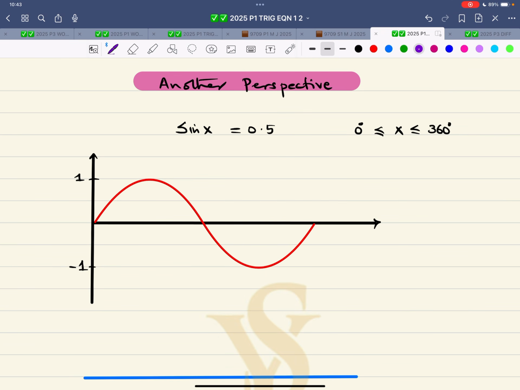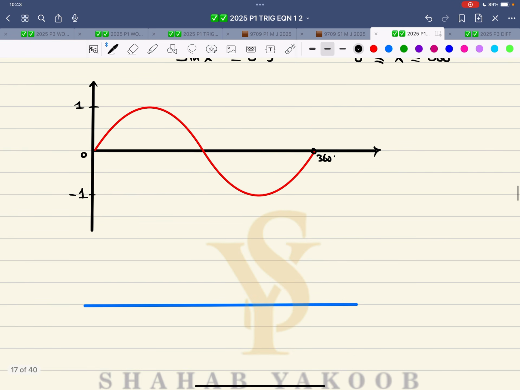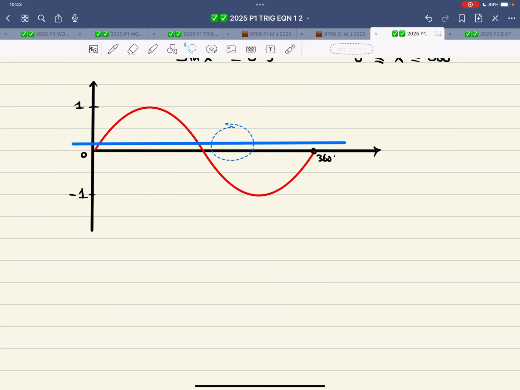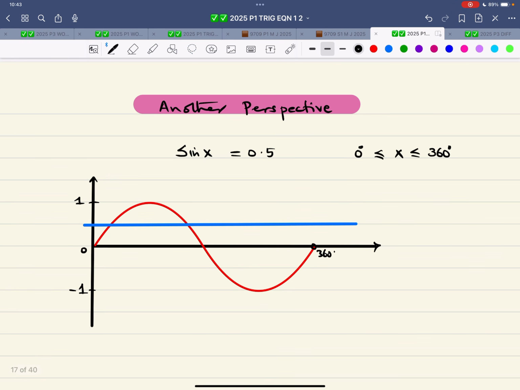So another perspective. Now the first one is that x lies between 0 and 360. That's already drawn. And let me label it. So this is 360 degrees. This is 0 and all these things. And let me take this blue line and fit it in over here. So what is this blue line all about? Of course, the sine x that we have drawn in red, and this one is basically y equals half. This is y equals half. The red one is y equals sine x.